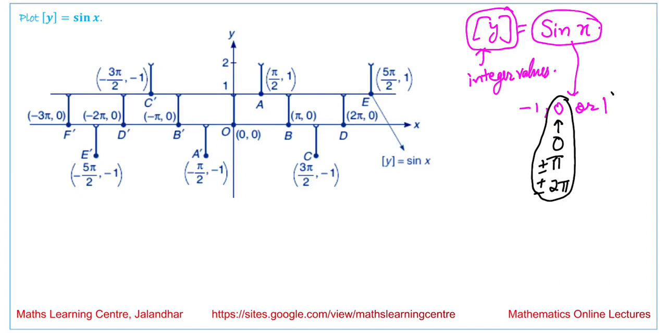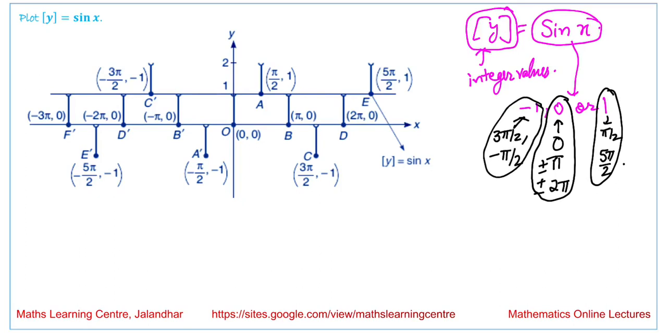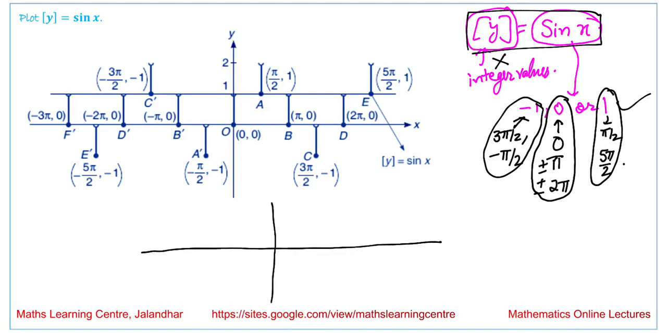When we are talking about the value 1, the value 1 will be attained at pi by 2, 5 pi by 2 and all these points, and the value -1 will be attained at 3 pi by 2, minus pi by 2, and at all these points the values will be -1. For all other values, these cannot be integer values, so the domain of this function is only these points over here. So how can we plot these points now? Corresponding to 0 the value is 0.